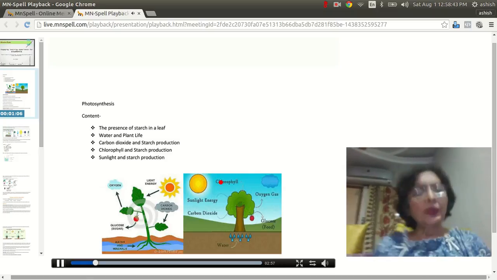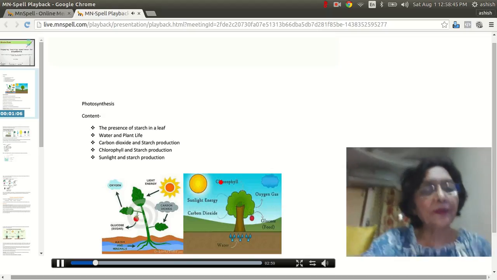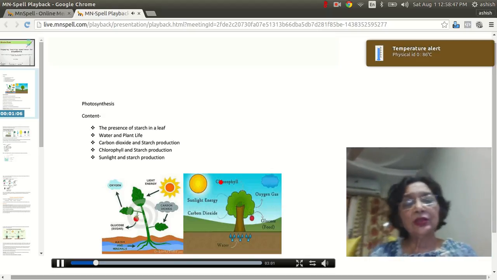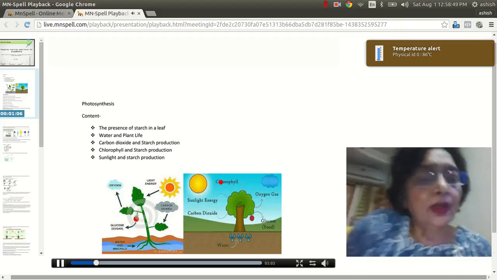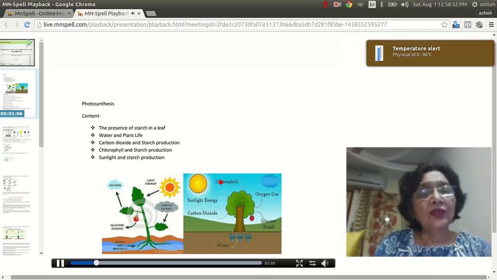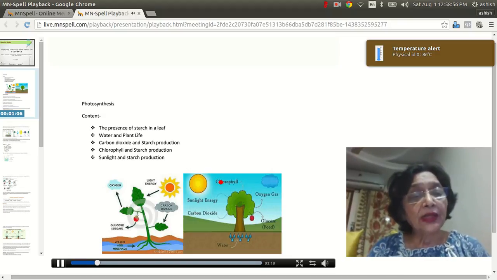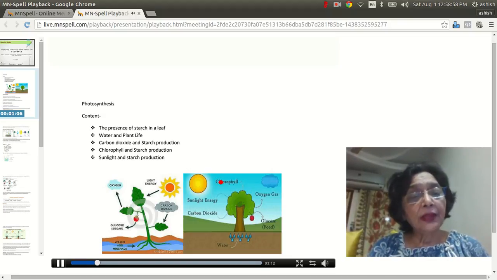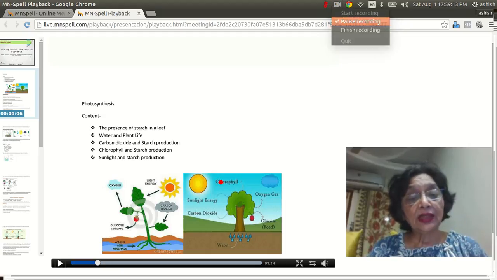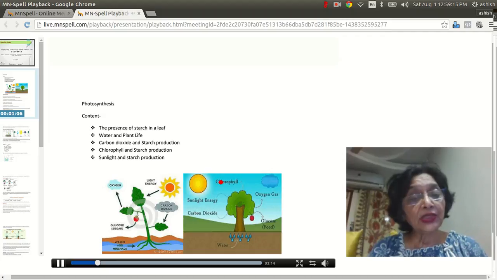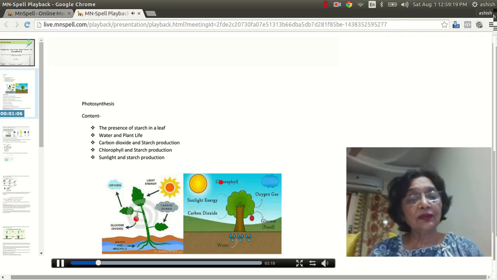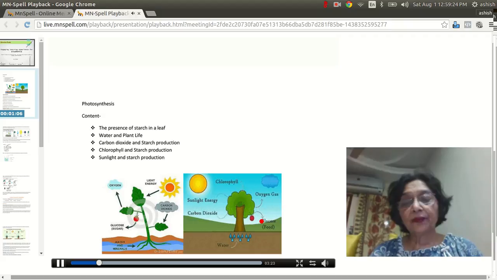Today I am going to talk about photosynthesis. The content of this topic is presence of starch in a leaf, water and plant life, carbon dioxide and starch production, chlorophyll and starch production, sunlight and starch production.